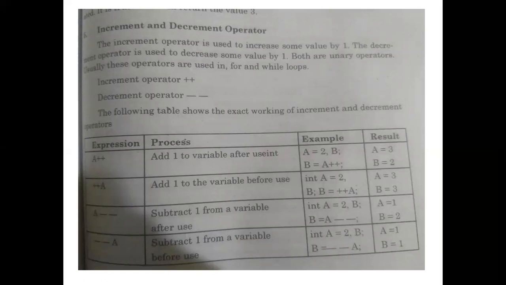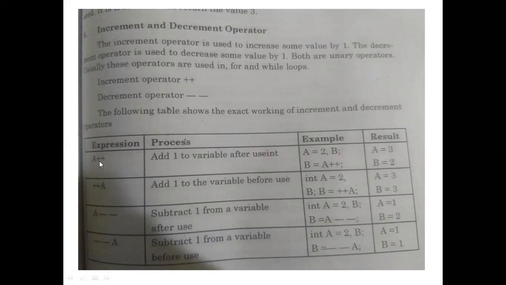Next is increment and decrement operator. This plus plus is known as the increment operator and this minus minus is known as the decrement operator. The increment operator is used to increase a value by 1. The decrement operator is used to decrease a value by 1. Both are unary operators. Usually these operators are used in for and while loops. The following table shows the exact working of increment and decrement operators.